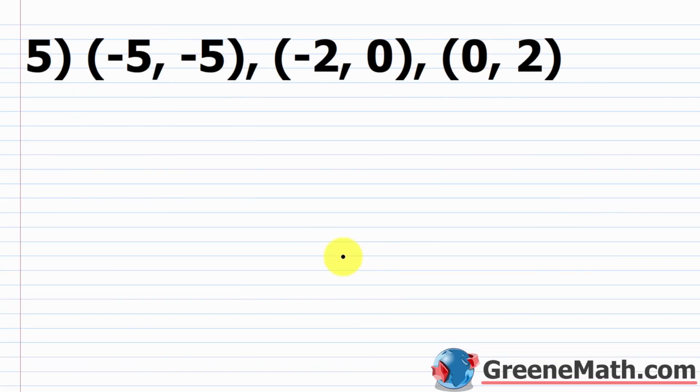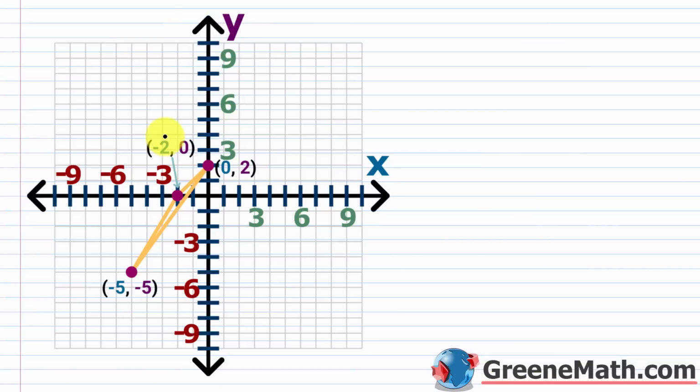All right, let's take a look at problem 5. So here we have -5 comma -5. We have -2 comma 0, and we have 0 comma 2. So let's come down here. We have the -2 comma 0, so I've arrowed to that. We have 0 comma 2, and then we have -5 comma -5. So obviously this forms a triangle, and so these points are not going to be collinear, meaning lying on the same line. But again, we could just prove this.